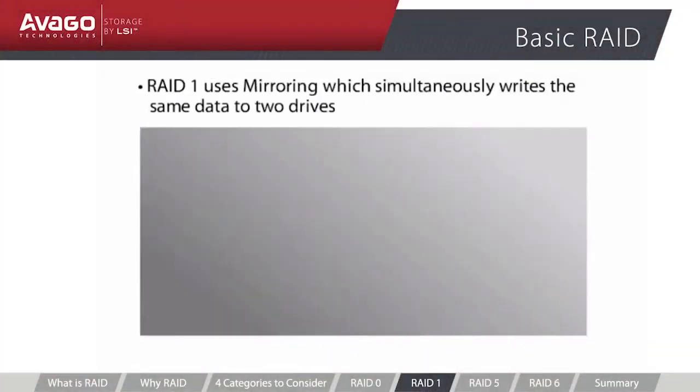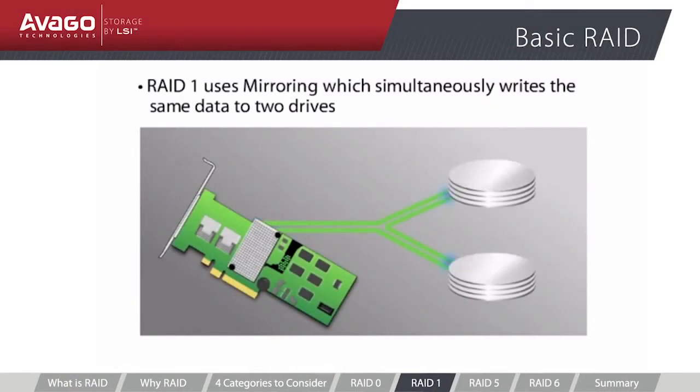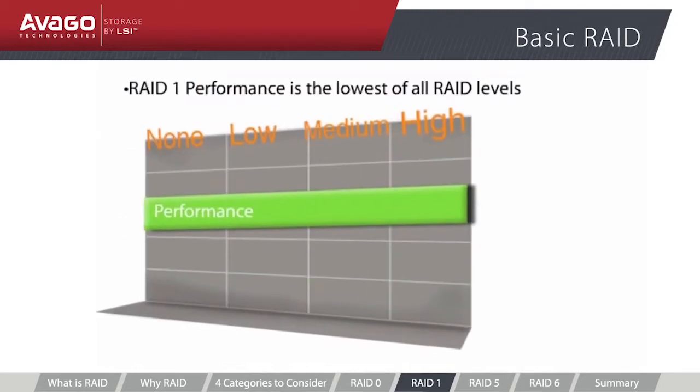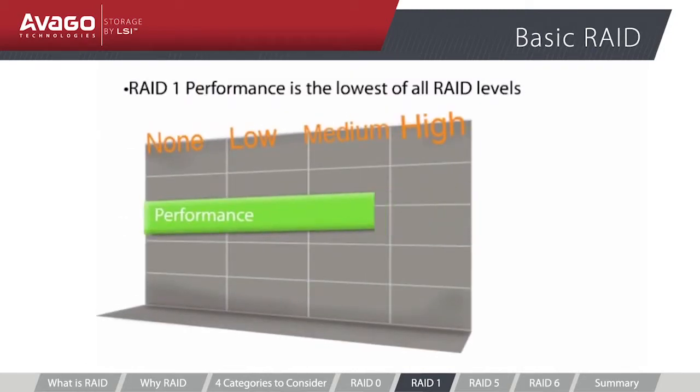RAID 1 uses mirroring, which simultaneously writes the same data to 2 drives, creating a mirrored pair. With this RAID level, you will maintain duplicate sets of data on both disk drives. RAID 1 performance is the lowest of all RAID levels. RAID 1 performance is similar to a single drive, as the reads and writes are not striped across multiple drives.